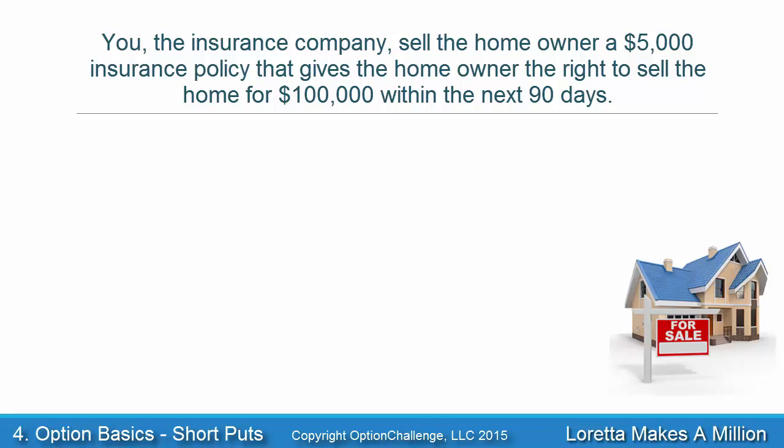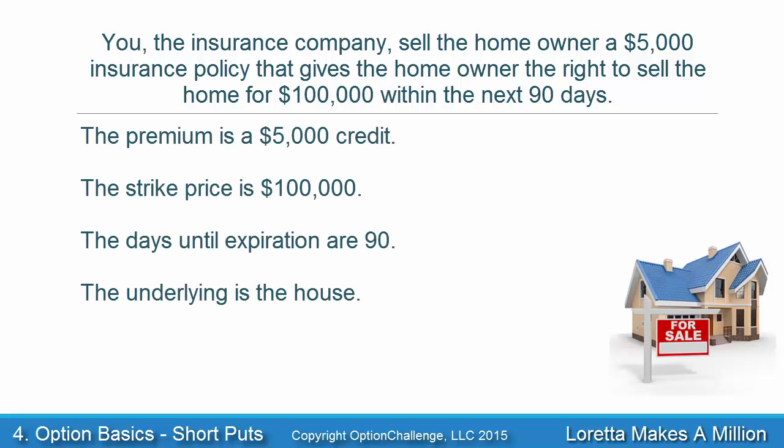You, the insurance company, sell the homeowner a $5,000 insurance policy that gives them the right to sell the home for $100,000 within the next 90 days. The premium is a $5,000 credit. The strike price is $100,000. The days until expiration are 90. The underlying is the house.